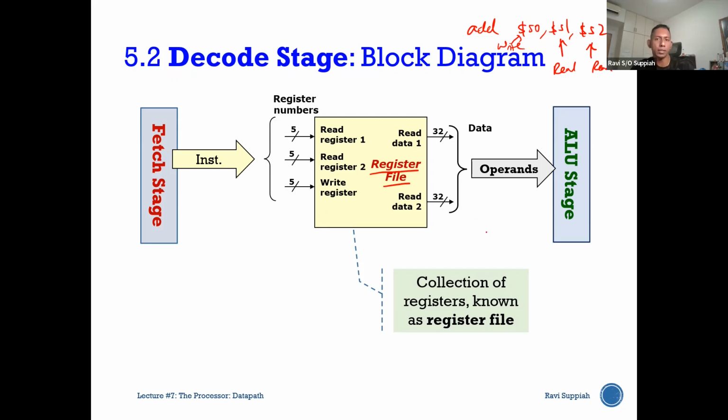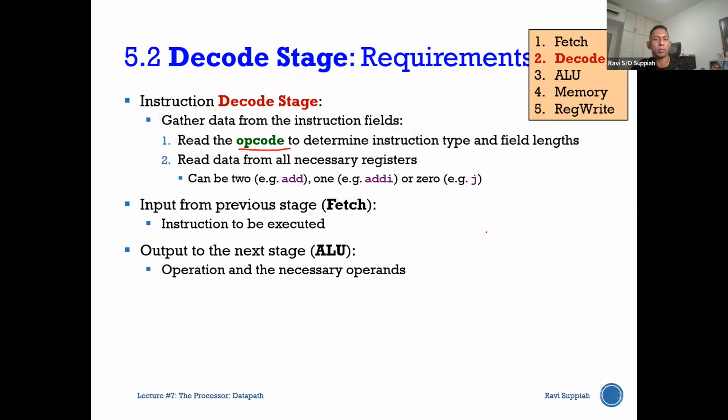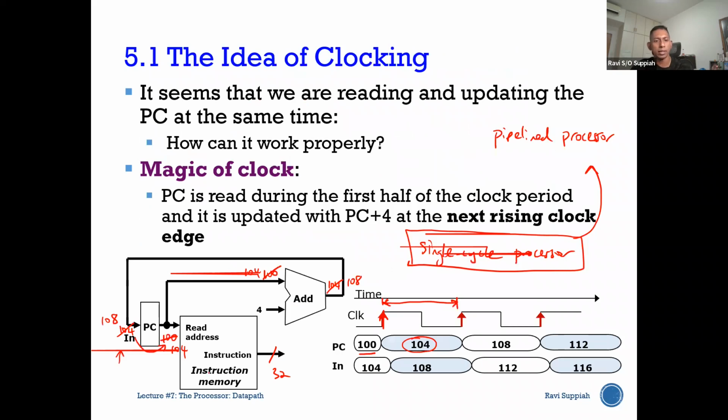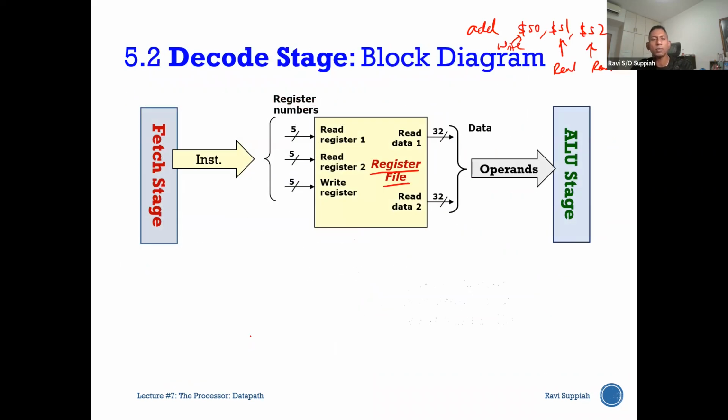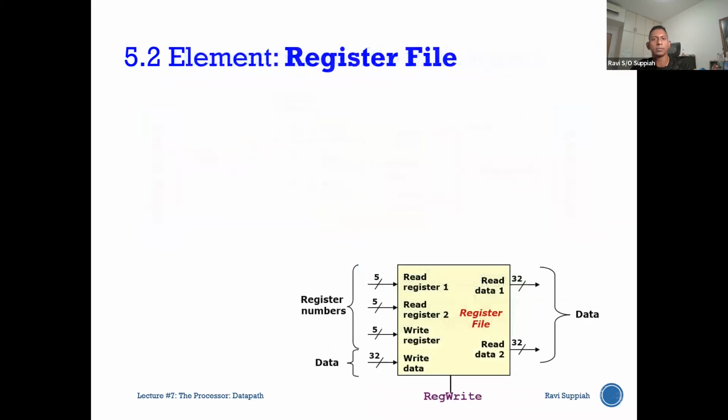Basically, you can think of the register file as nothing more than a small memory. This small memory only has 32 registers. It's the same concept as your memory here. The only thing is the instruction memory is very big because you have so many instructions. But in this case, your register file is just a small memory with only 32 registers.